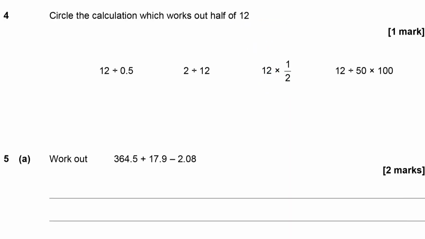Question 4. Circle the calculation which works out half of 12. Okay, so 12 divided by 0.5 or 12 divided by a half is not finding half of 12. 2 divided by 12, that's the wrong way around. 12 times a half, that is working out a half of 12. 12 divided by 50 times by 100, that's the wrong way around, so that's not one either. It's just 12 times 1/2.